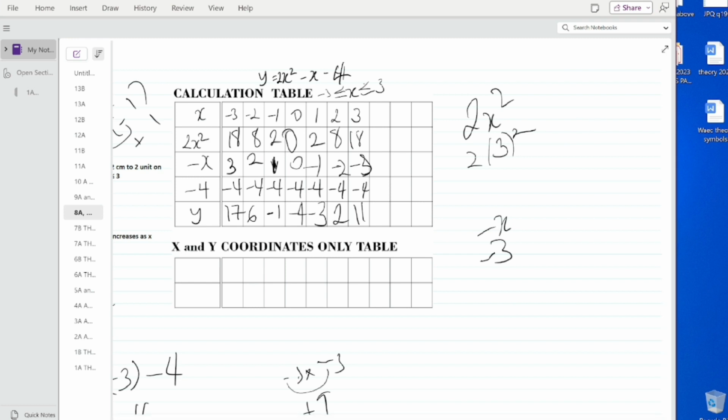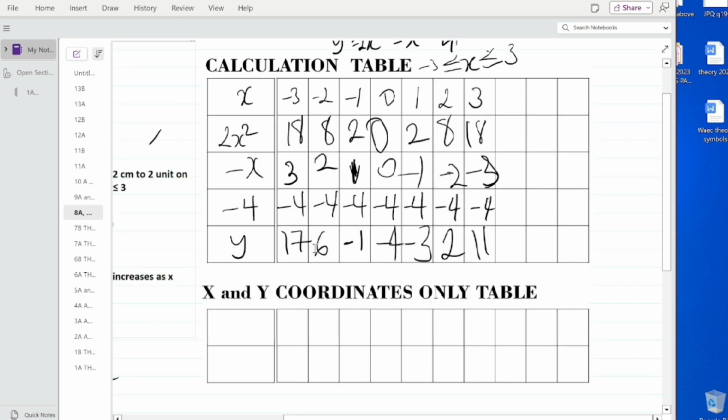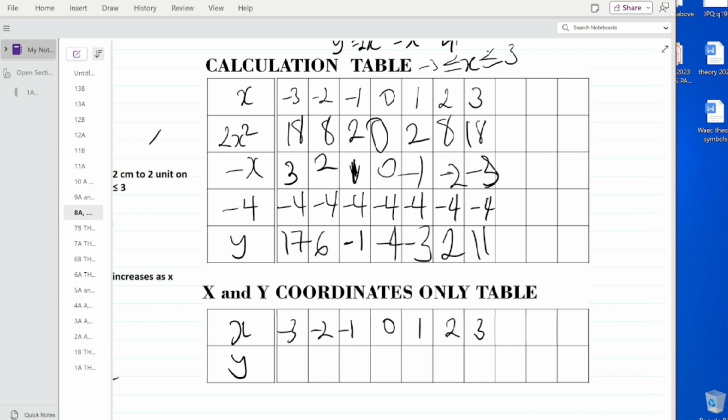And this ends our table. After deriving our y values using the x values, we can write out our smaller table, which is x, y. We have for x minus 3, minus 2, minus 1, 0, 1, 2, 3. Then our y will be 17, 6, minus 1, minus 4, minus 3, 2, and 11.